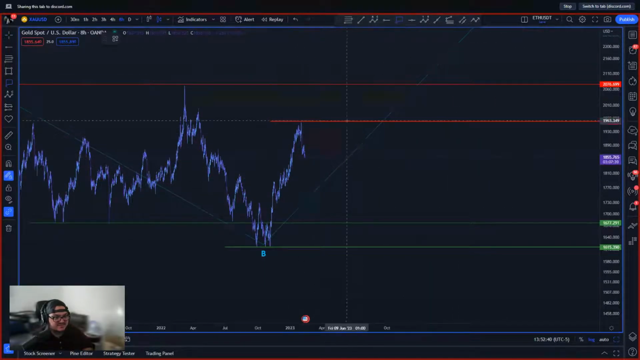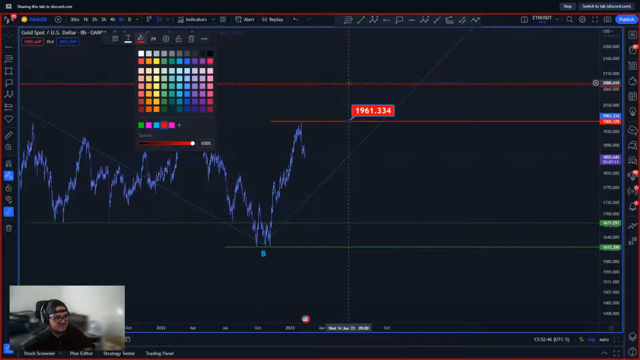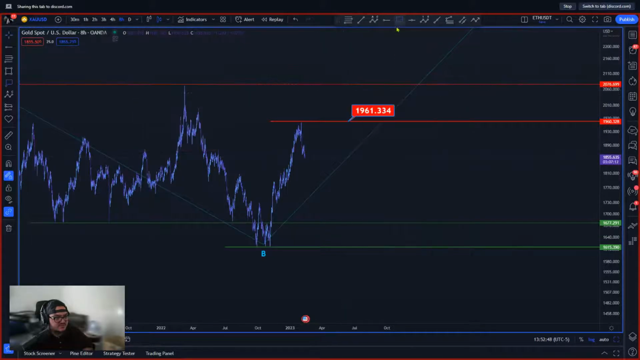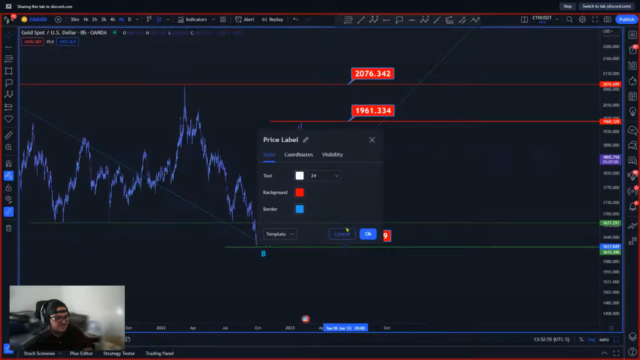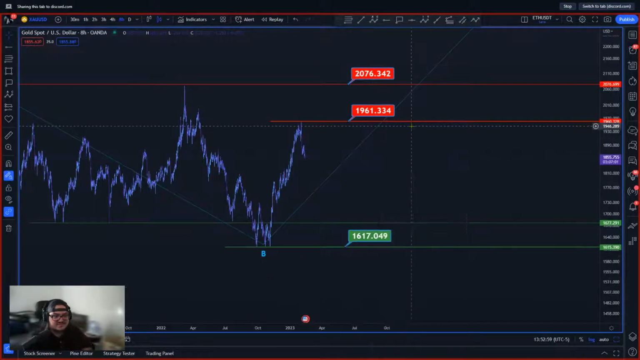Let me just mark out the price labels here. That's important. This is important. And actually, this is important. Right, so keep those levels in mind.